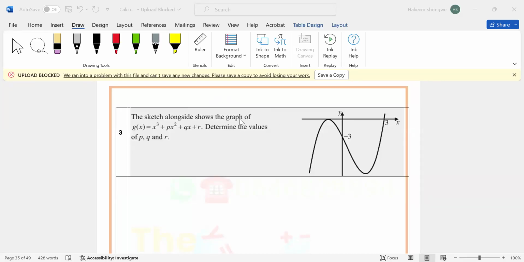The sketch alongside shows the graph of g(x), and they say we should determine the values of p, q and r.